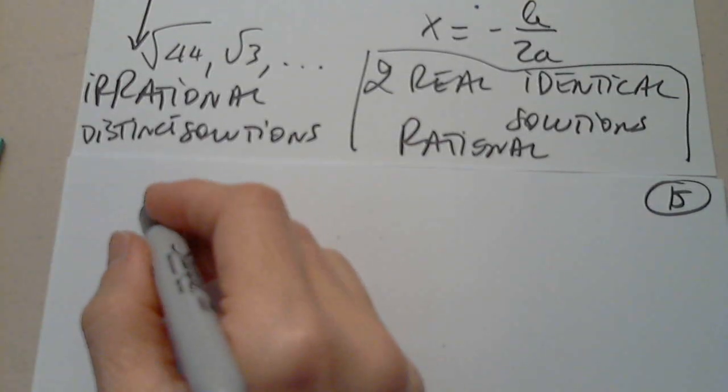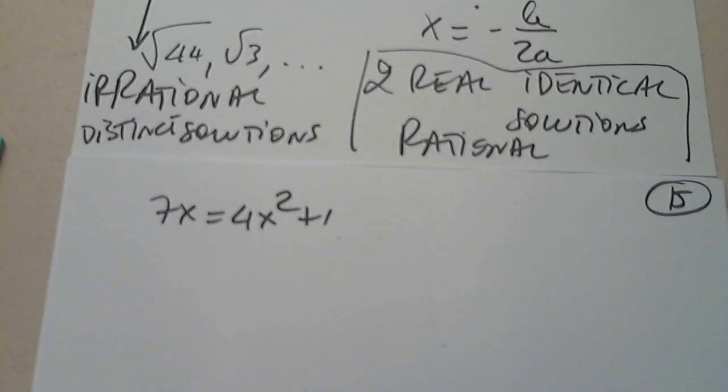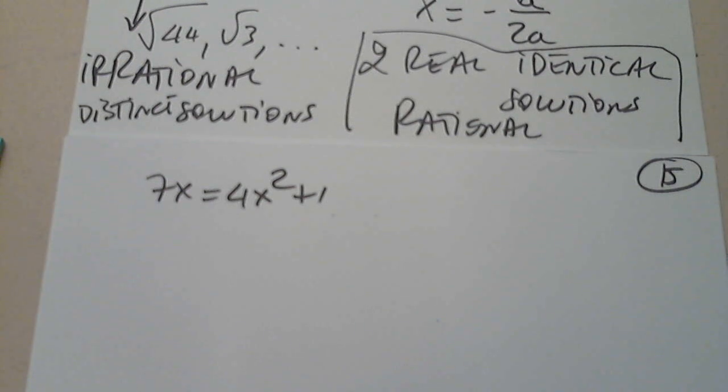So we have 7x equals 4x squared plus 1. They're not asking us to solve the equation. They're asking us to determine the discriminant and decide without solving anything. So, I cannot determine the discriminant as long as the equation is not in the standard form.